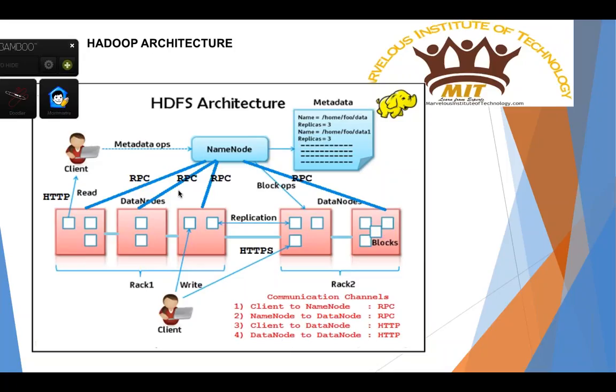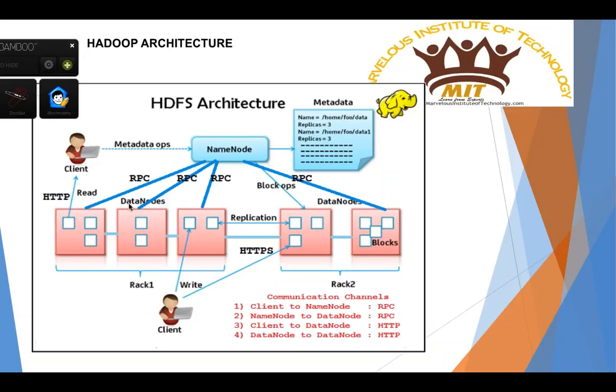So the file to block and block to data node mapping is already available in the name node's memory. Your name node looks at the metadata, and there is one more policy called the block replacement policy. Taking all these things into consideration, it will give the list of data nodes to our client. The client receives the list of data nodes in sorted order based on the distance.